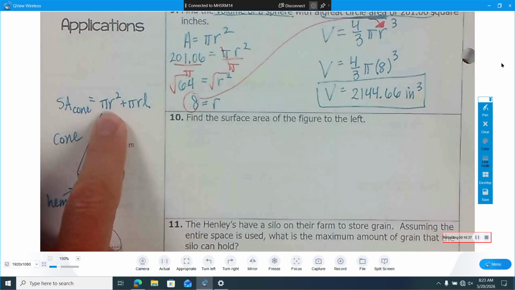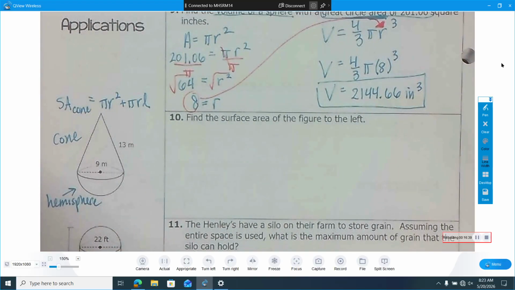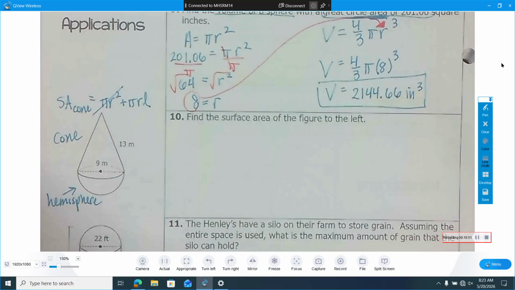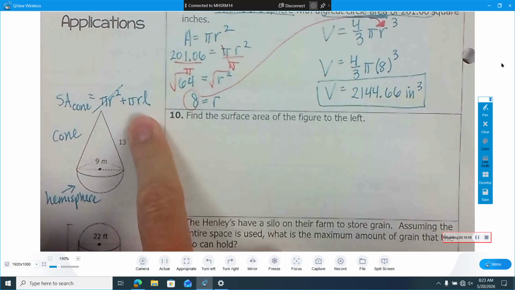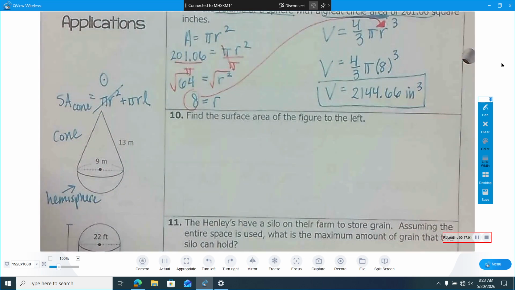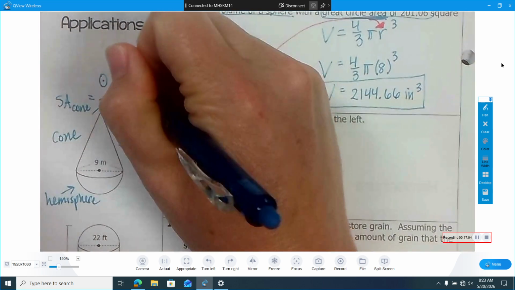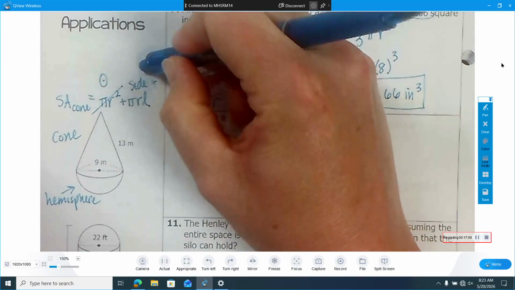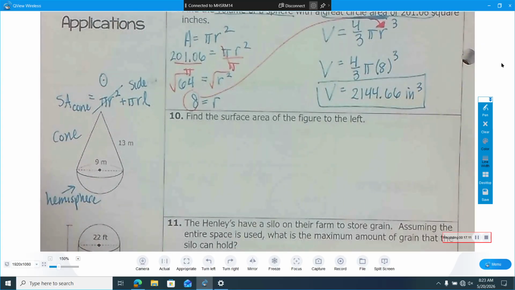What's the pi r squared part? If you've got your cone, it has a base, right? Do we need that base? We do not need that because that's on the inside of the shape. I don't care about the area of the inside. I just want the area of the outside. So pi r l is the sides of the cone. There's only one side really that's continuous. So we do need that pi r l.